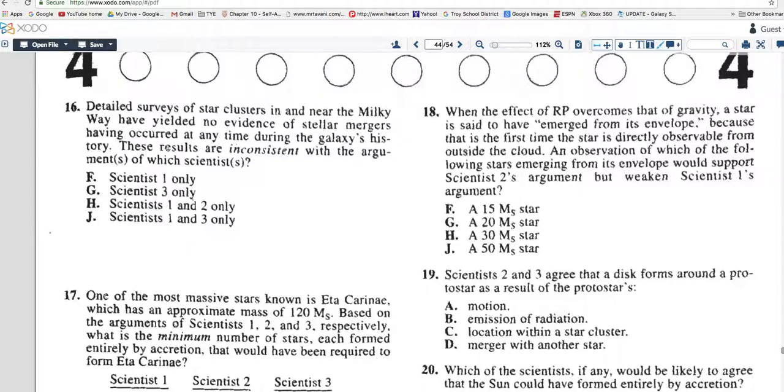You underline inconsistent. Inconsistent with what, though? These types of questions introduce new information in the first sentence, and then the second sentence is typically the question itself. So what are they telling us in the first sentence? There's no evidence of stellar mergers. Good. No evidence of stellar mergers. So who is that inconsistent with?